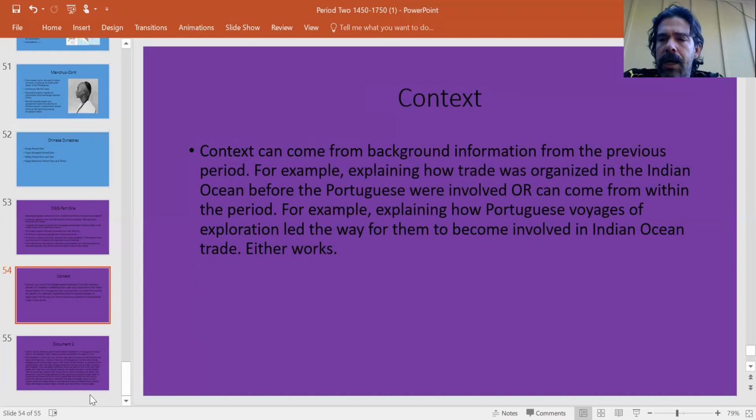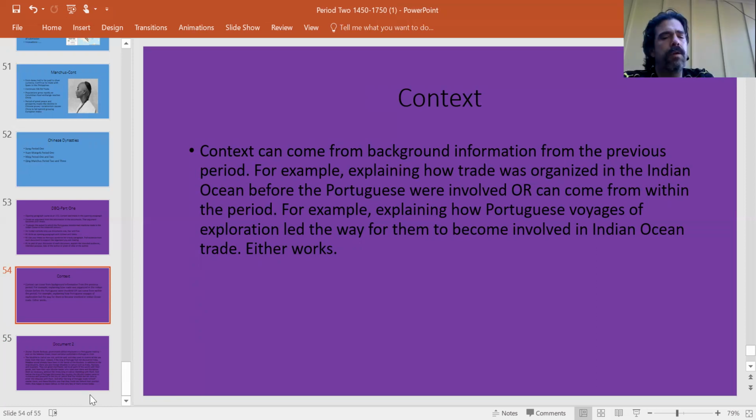So if I had a period 4 question about how things are made, one of the ways I could do context is explain how things were made in period 3 to set the stage for how it's going to change. If I had a question in this period about the impact of technology on trade in period 2, I'd talk about the technologies that impacted trade in period 1 to show that this had already been going on in the previous period.